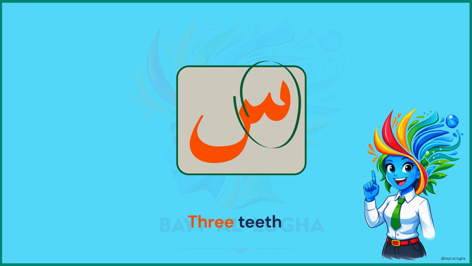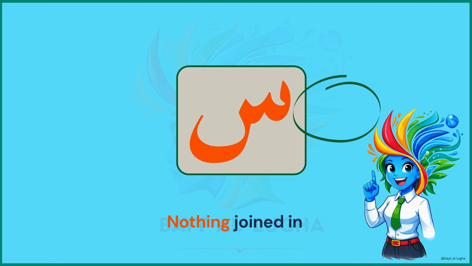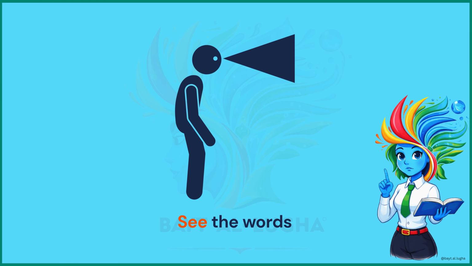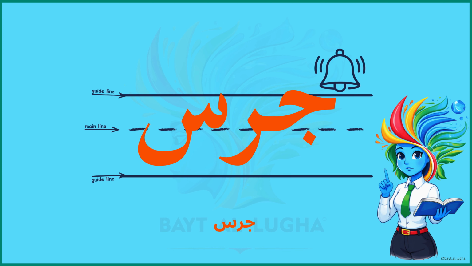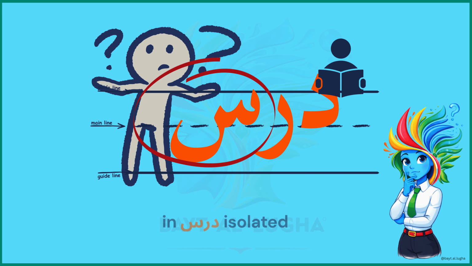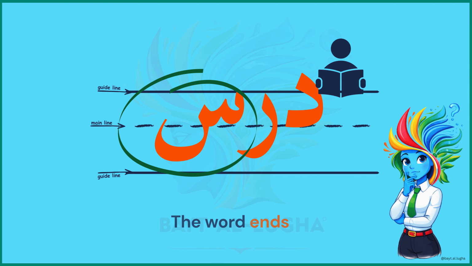Isolated. 3 teeth. Ball standing alone, nothing joined in, nothing joined out. See the words darasa, jaras. And here is where lesson 4 comes back to collect its depth. Why is the scene in darasa isolated and not final? The word ends with it either way.